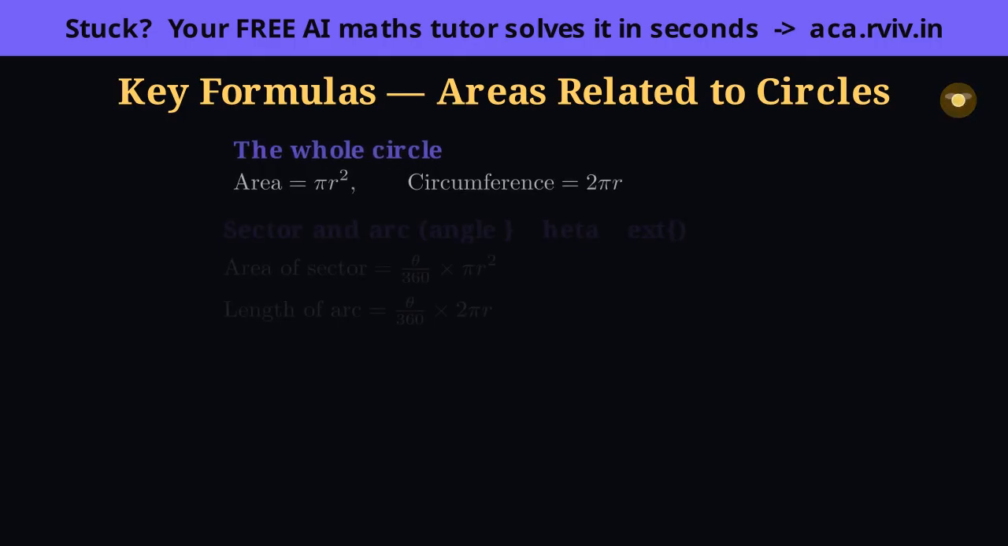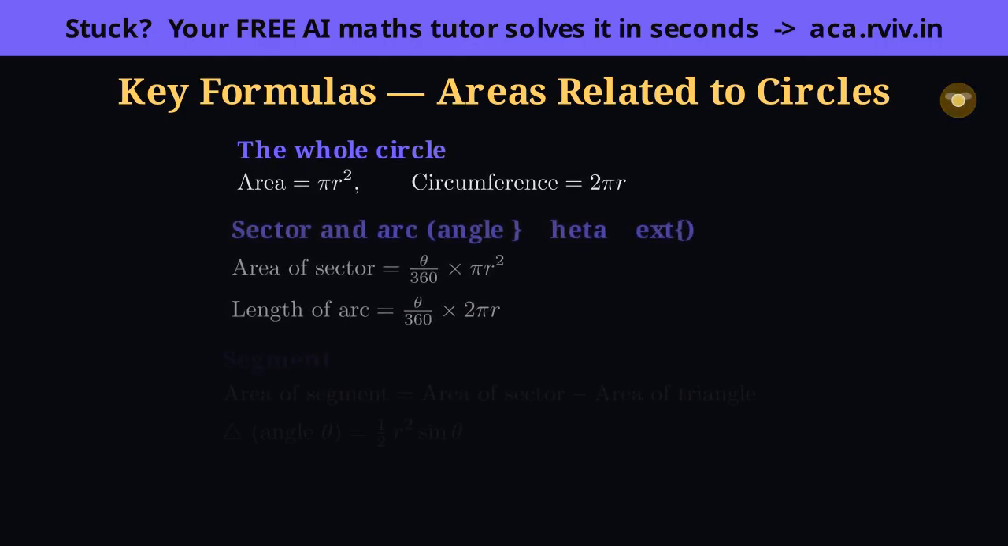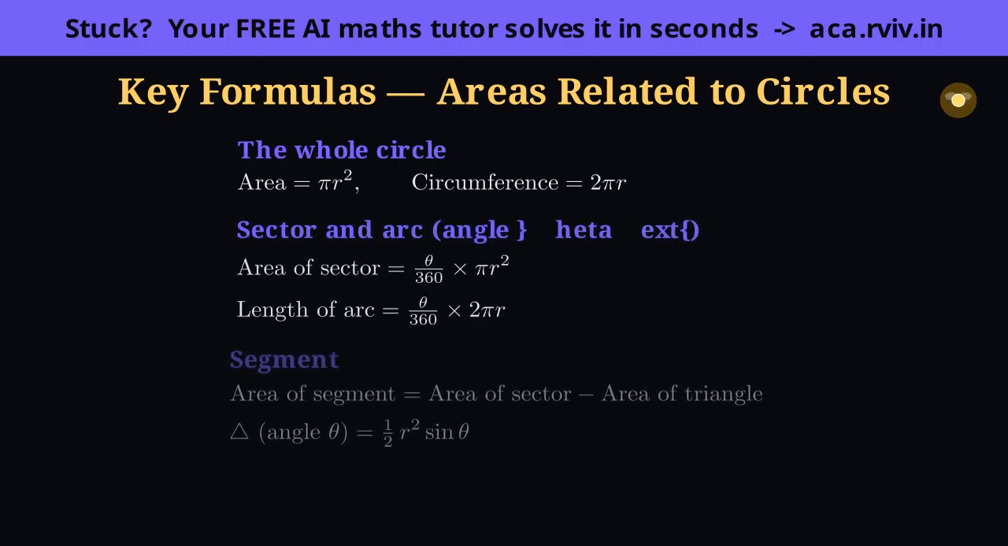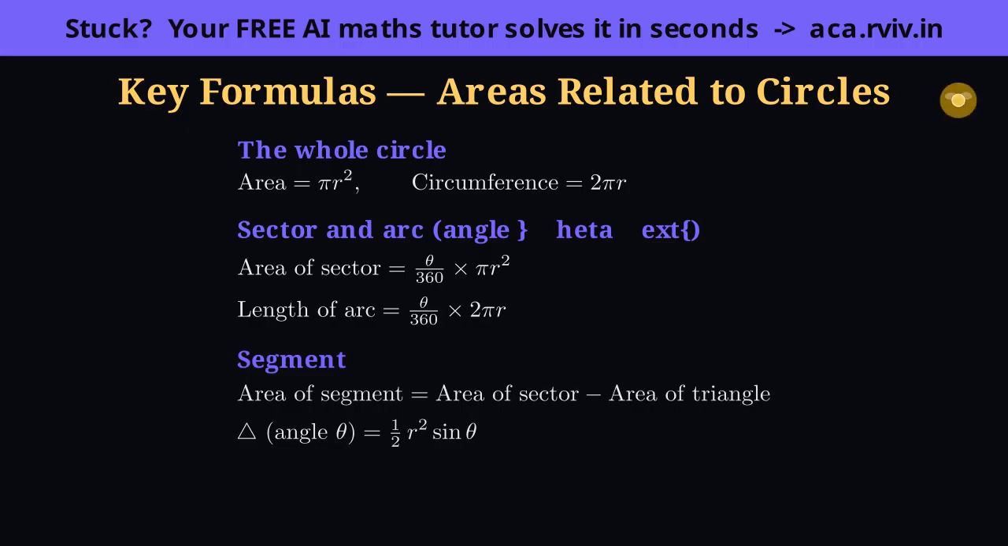And a segment is a sector minus the triangle inside it, which we know because we literally lifted that triangle out to reveal the segment. That triangle's area is 1/2 r squared times sine theta, the tidy result of dropping a perpendicular and doing the trig once.